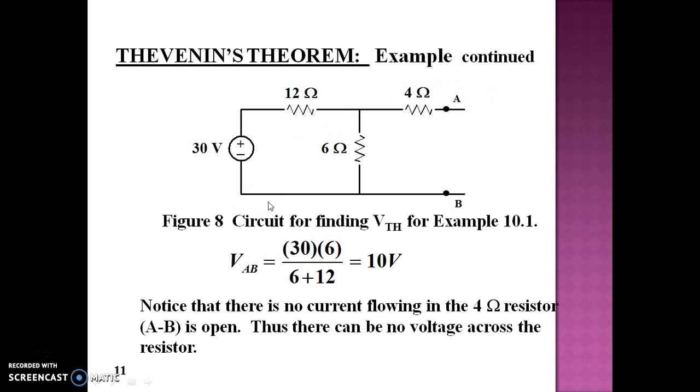Now we have to find the voltage VAB. Here I have applied voltage division rule. As you all know, we will take the total voltage into the branch to which the voltage has to be taken by the sum of the resistances, and here we get 10 volt. Notice that there is no current flowing through 4 ohm resistor since AB is open. So there will be no voltage drop across a 4 ohm resistor.